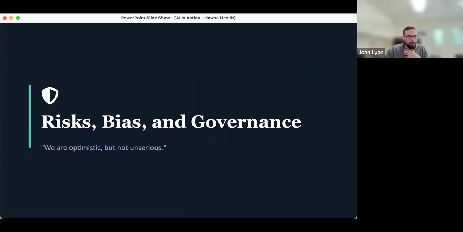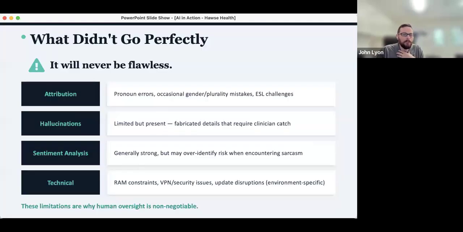All right. So kind of into the most boring part of this, risks, bias, and governance. We're optimistic, but we're not unserious. AI documentation can help, but it also introduces a ton of real serious risk. Behavioral health is sensitive, subjective, and relational. A tool to draft notes from therapeutic conversations must be governed carefully. The right posture is not hype and it's also not panic. It's grounded optimism with careful oversight.